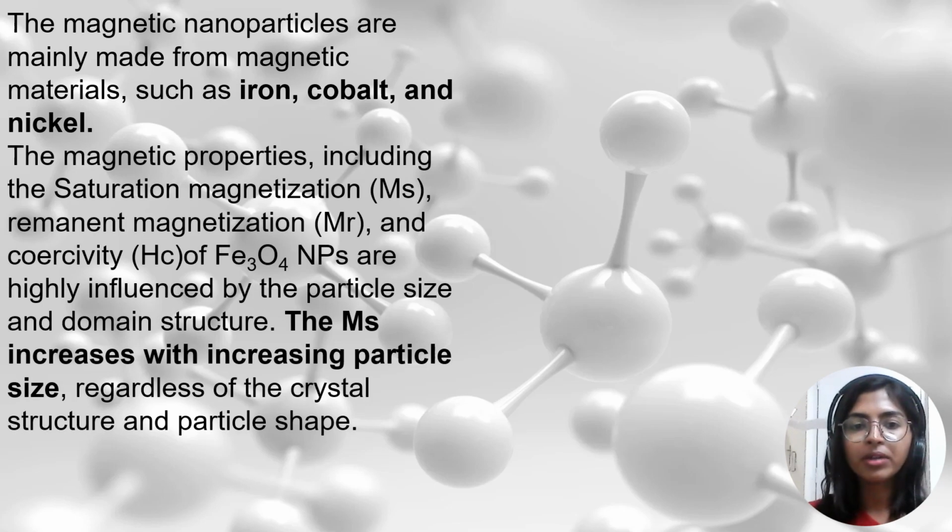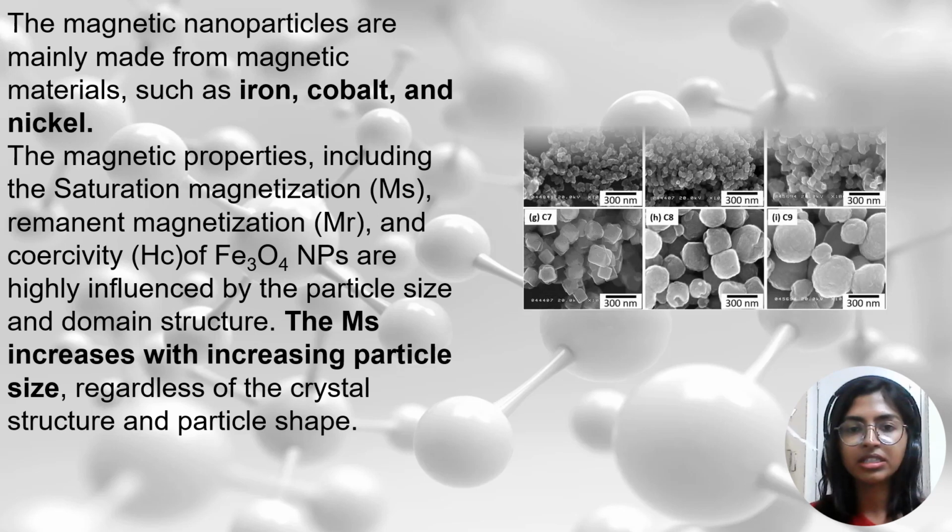The magnetic properties, including the saturation magnetization, remnant magnetization, and coercivity of iron oxide, commonly known as black iron, that is Fe3O4 nanoparticles, are highly influenced by the particle size and domain structure. The saturation magnetization increases with increasing particle size, regardless of the crystal structure and particle shape.